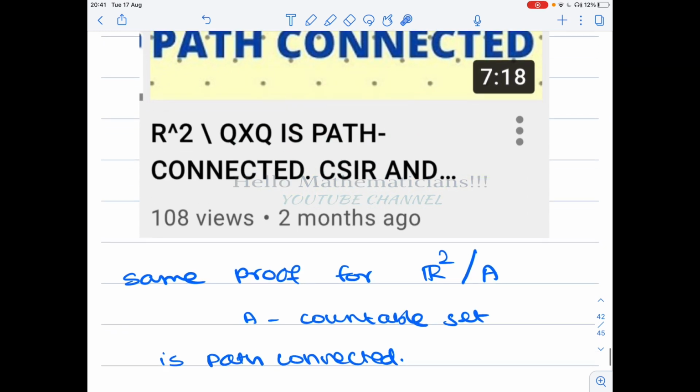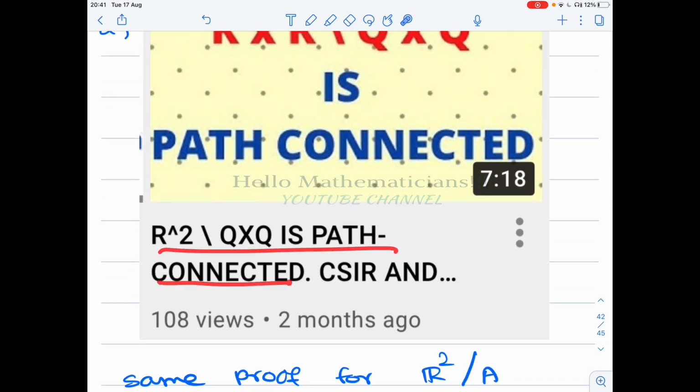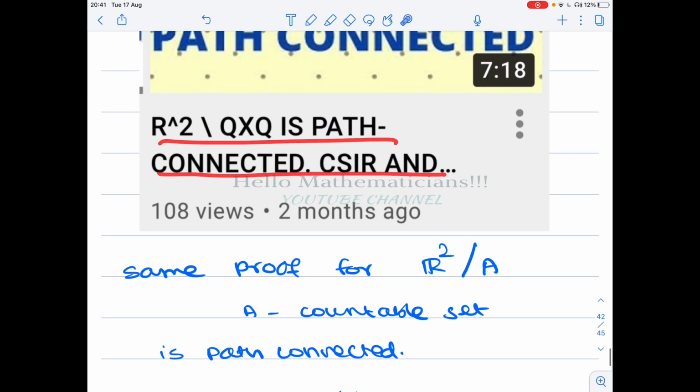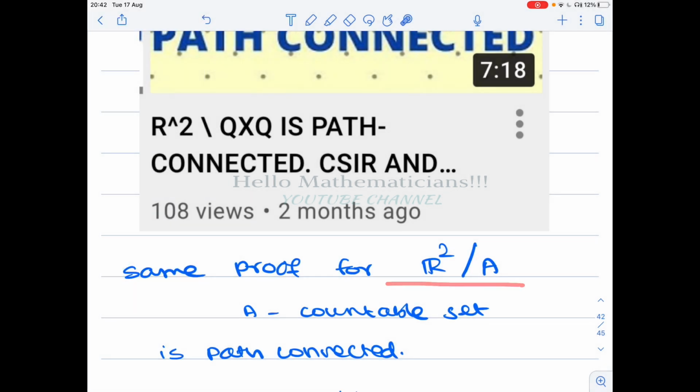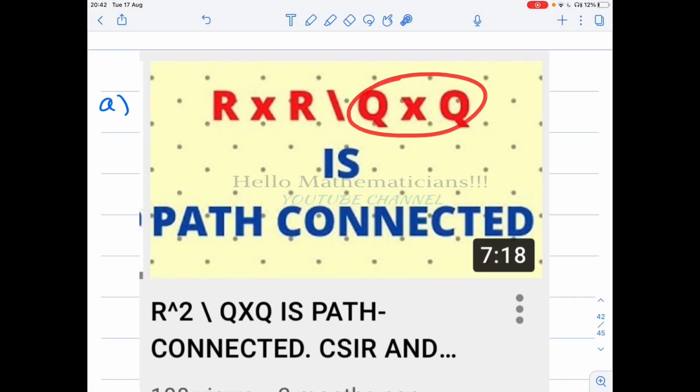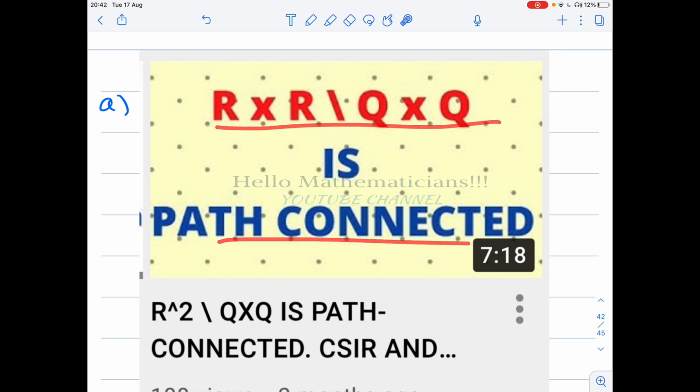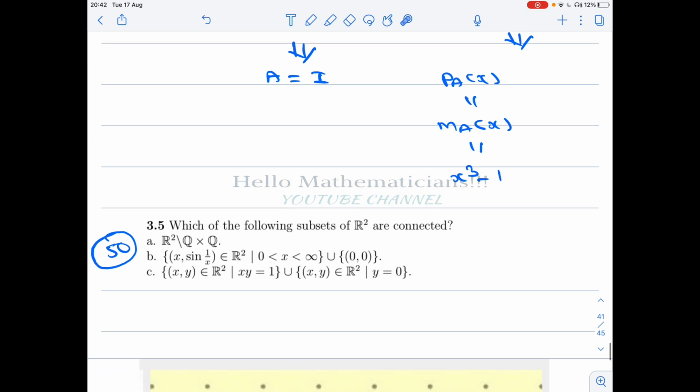In particular, the same proof, for the more general case also, is discussed in this video: R2 minus A is path connected, where A is a countably infinite set. So if you know this general result, then in place of A, if you take Q cross Q, which is a countably infinite set, you get R2 minus Q cross Q is path connected. Please check that video on my channel. So the first option is true, and the second one is again very interesting.